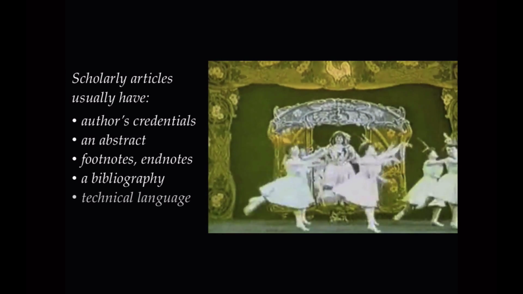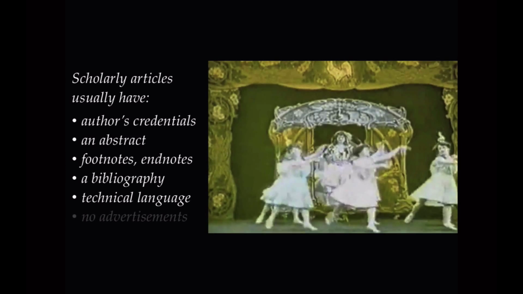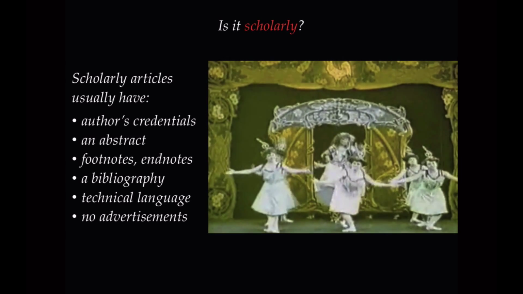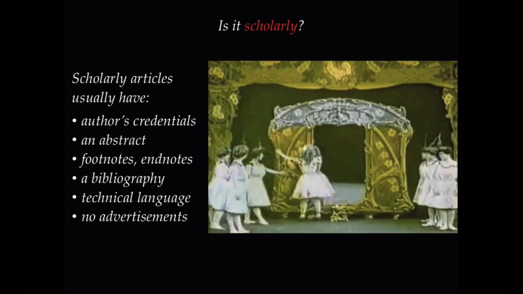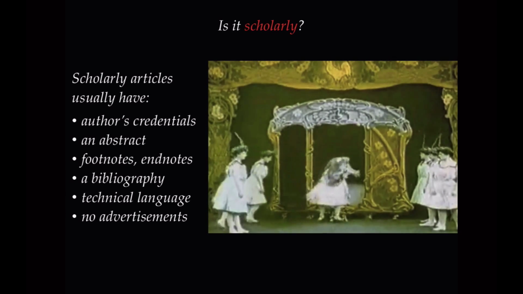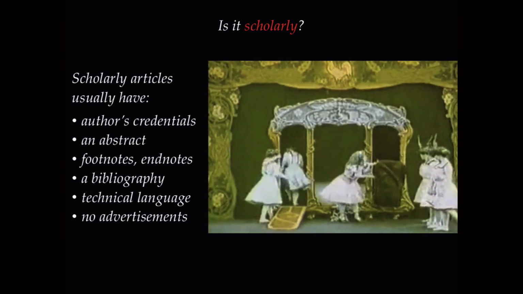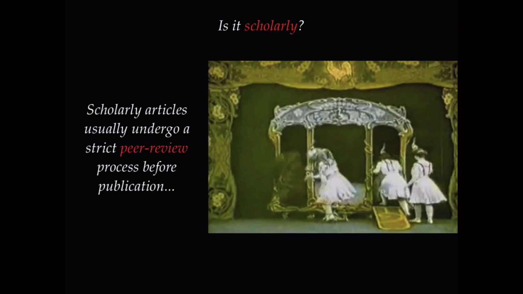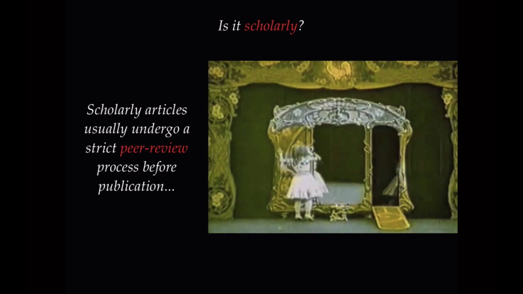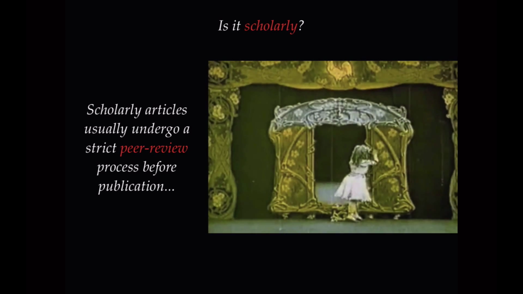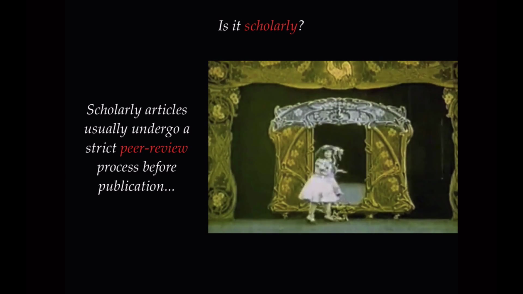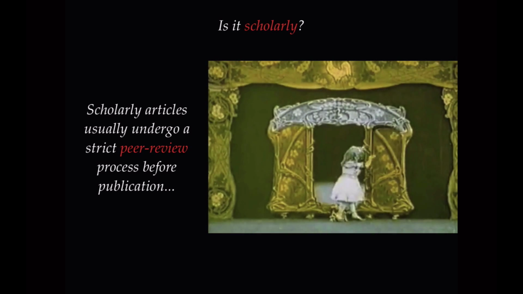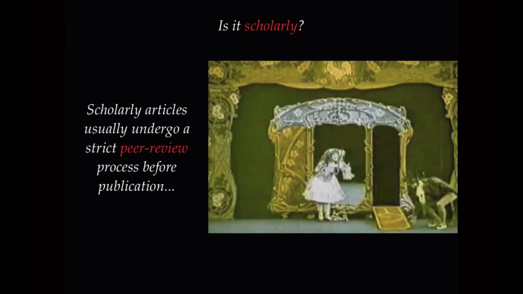Typically, graphs, charts, or illustrations are the only images you find in a scholarly article. They very rarely contain advertisements. And one further feature of a scholarly article is the peer review process by which it's been accepted for publication. Many scholarly articles undergo a strict review by peers before they ever make it to publication. These are many of the features common to scholarly articles.